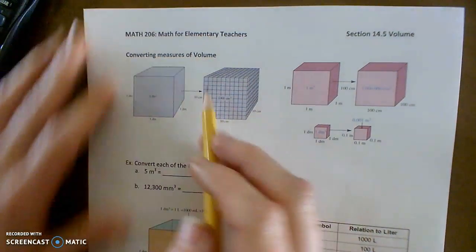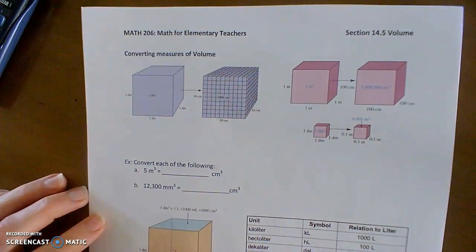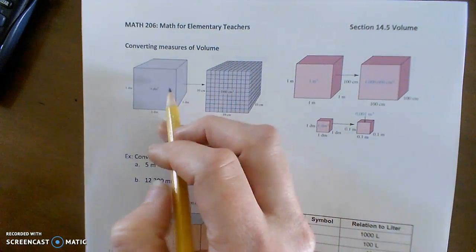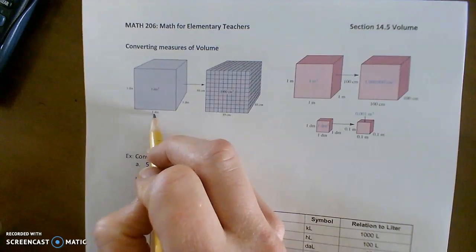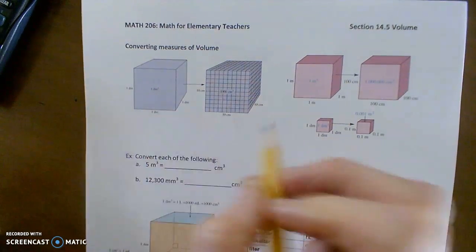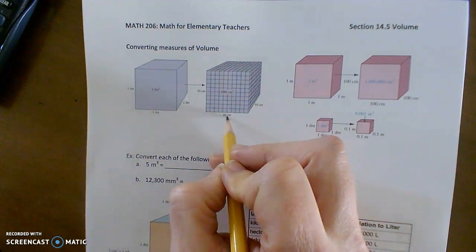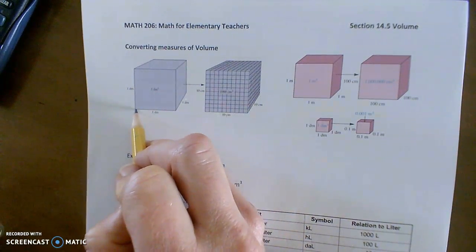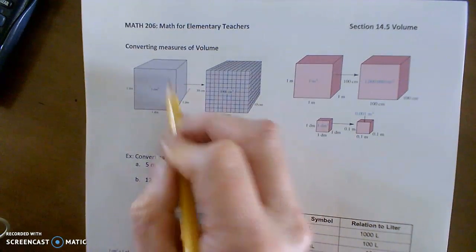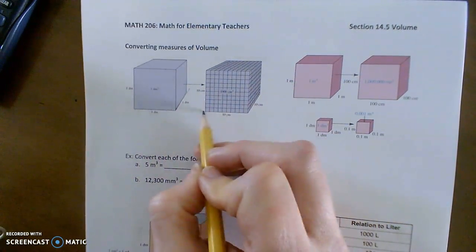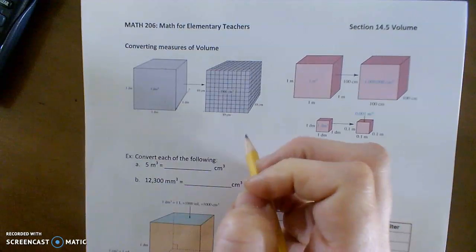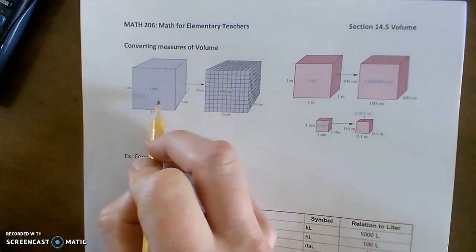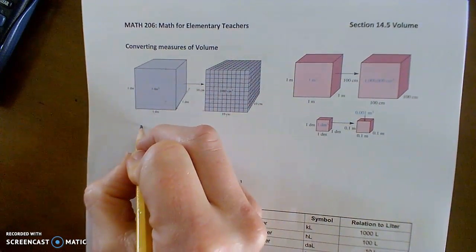Hi, Math 206. We are working now on converting units of measure. And we've seen this before when we were talking about area. But with volume, you know that if 1 decimeter is the same as 10 centimeters, so if you have 1 cubic decimeter made up of 1 by 1 by 1 decimeter, that would be 10 by 10 by 10 centimeters, which gives you 1,000 cubic centimeters. All right, so now let's see how that works with our mnemonic.